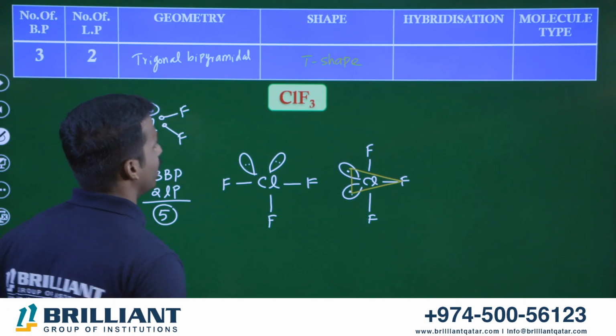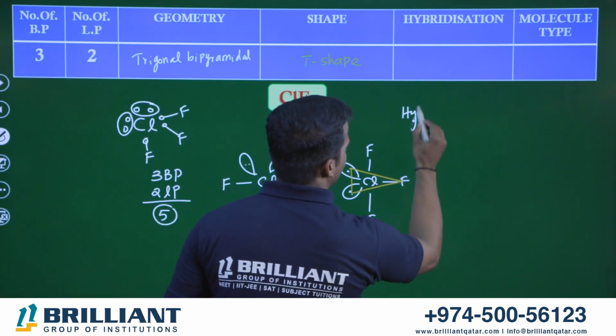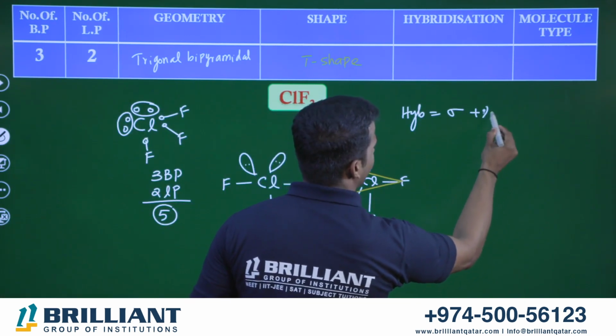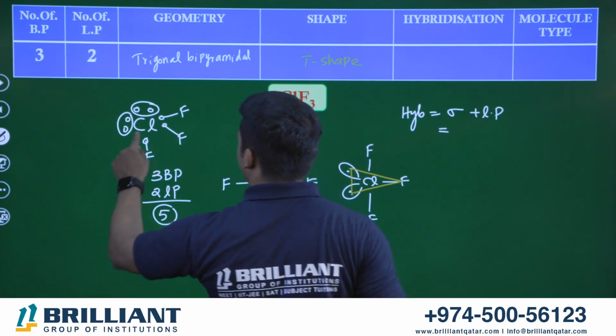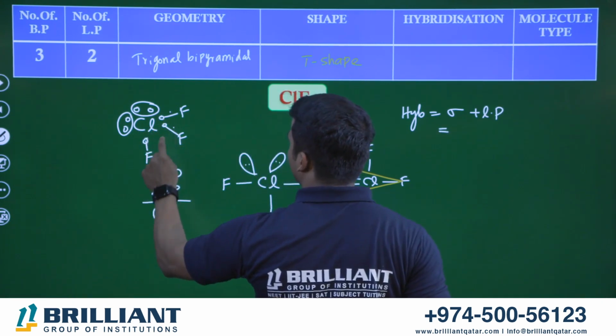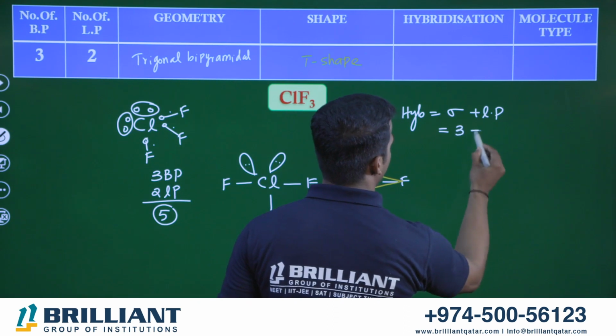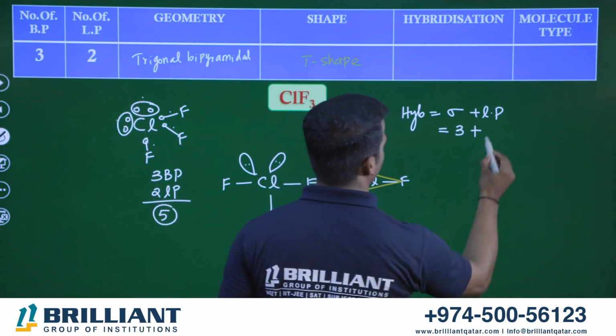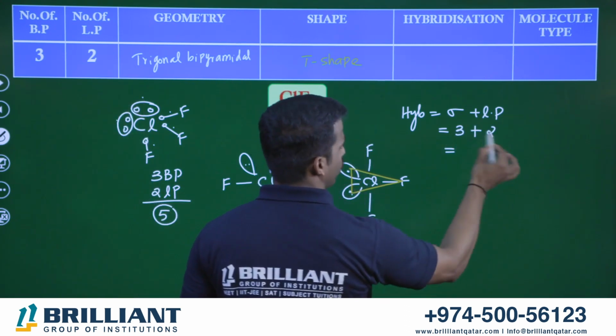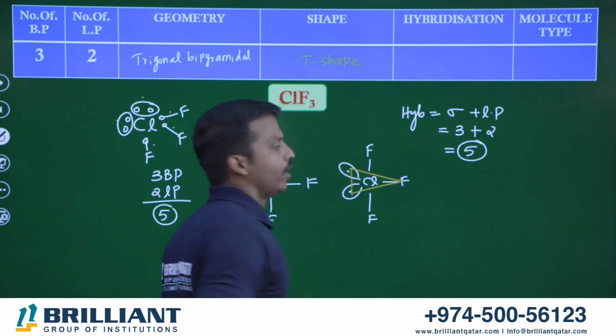Let's go to the hybridization. Hybridization is equal to the sum of sigma bond and lone pair. How many sigma bonds on chlorine? 1, 2, 3. 3 sigma bonds. How many lone pair? 2 lone pair. Total sum is equal to 5.